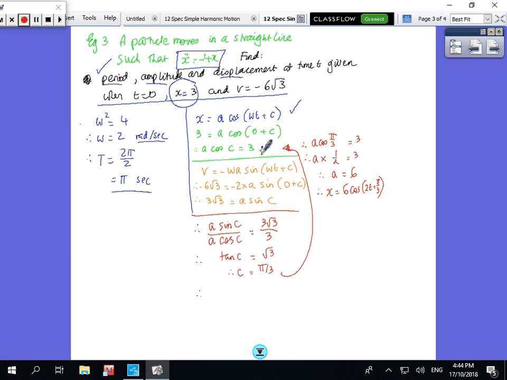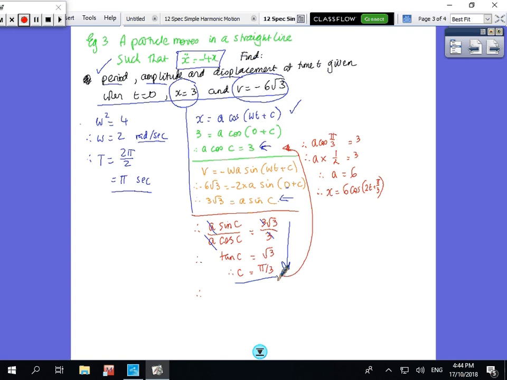So the velocity formula is minus omega a sine omega t plus the constant, and so I put in that number when t equals 0, and you end up with that formula there. So I've got a formula in green and a formula in orange, and then if you divide those two together, you get a tan relationship, and so you end up with the a's crossing out. So sine over cos is tan, the 3's cross off, so c equals pi on 3.